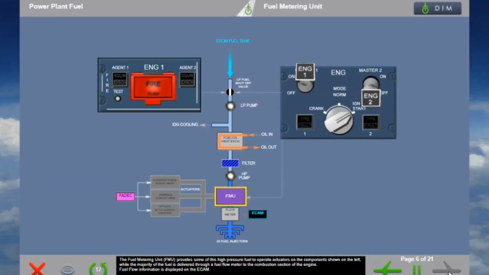The fuel metering unit, FMU, provides some of this high-pressure fuel to operate actuators on the components shown on the left, while the majority of the fuel is delivered through a fuel flow meter to the combustion section of the engine. Fuel flow information is displayed on the AICM.